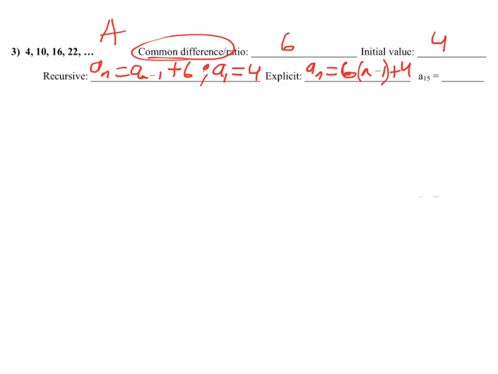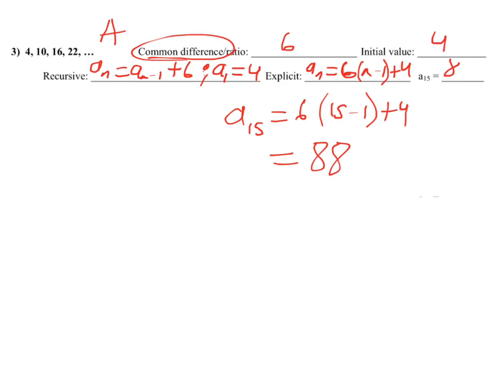If you want to get a sub 15, you're going to plug that into your explicit function. So you do 6 times 15 minus 1, plus 4 on the end. Then you just have to do the 6 times 15 minus 1, which is 14, and then add the 4, and that's going to give you 88. So that's what a sub 15 is.